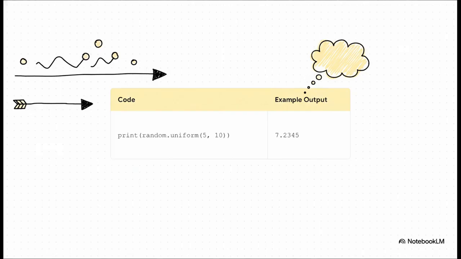No problem. That's what random.uniform is for. You give it a starting number and an ending number, and it'll spit out a random float anywhere in that custom range.